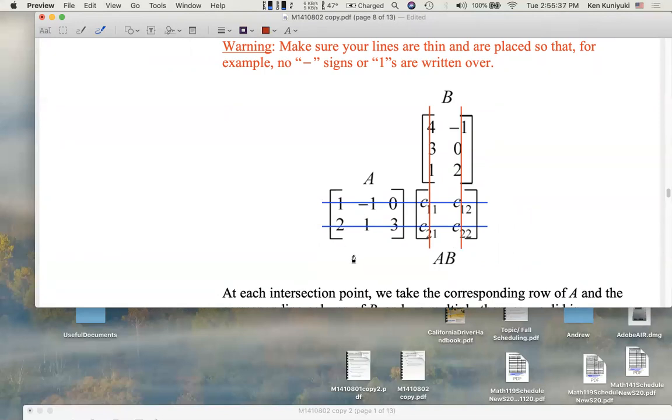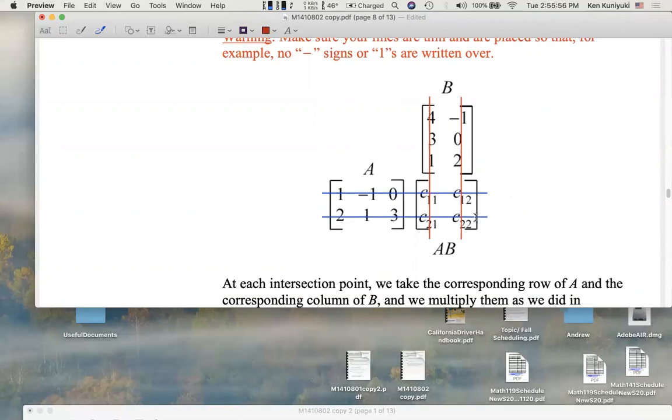I know this seems kind of strange, but you have to worry about stuff like that. And draw these vertical lines through the columns of B. But again, draw them thinly, not too thickly, because you don't want to cover up ones and things like that. Strange considerations.